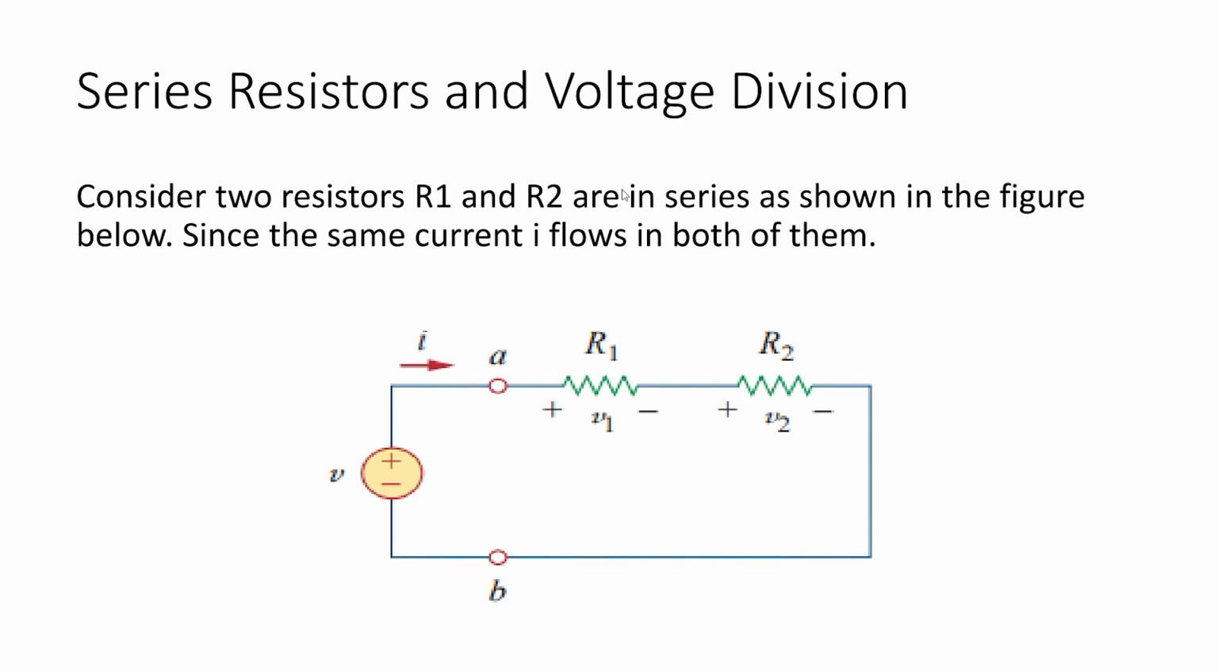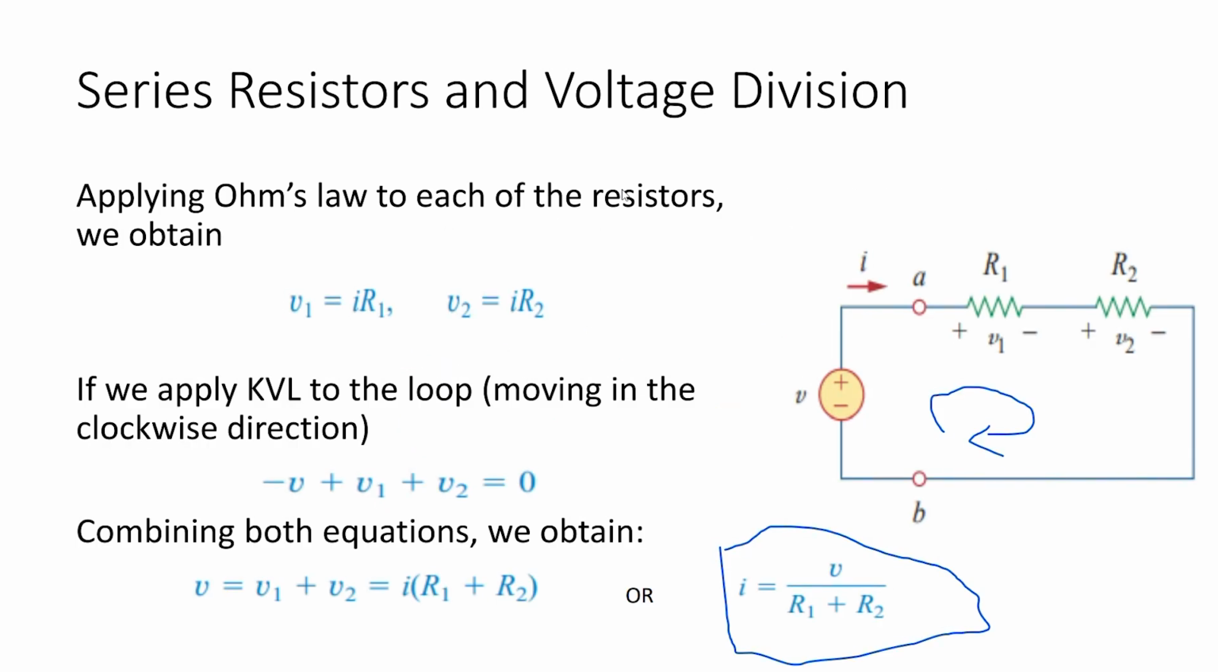Since they are in series, the same current I will flow through both of them. Now we apply Ohm's law to the resistors, and we obtain V is equal to IR. Second, we apply KVL, Kirchhoff's voltage law, to the loop, moving in the clockwise direction, and we will get this equation. We can see that in the circuit.